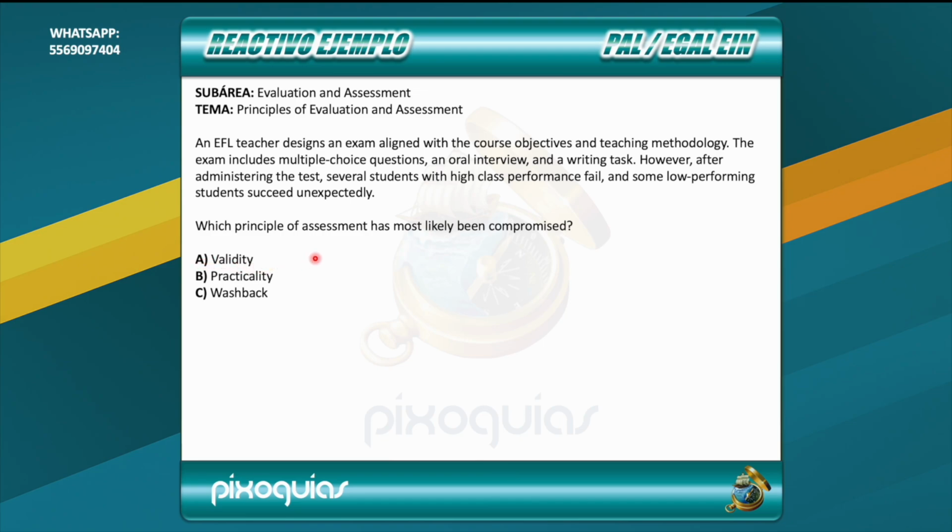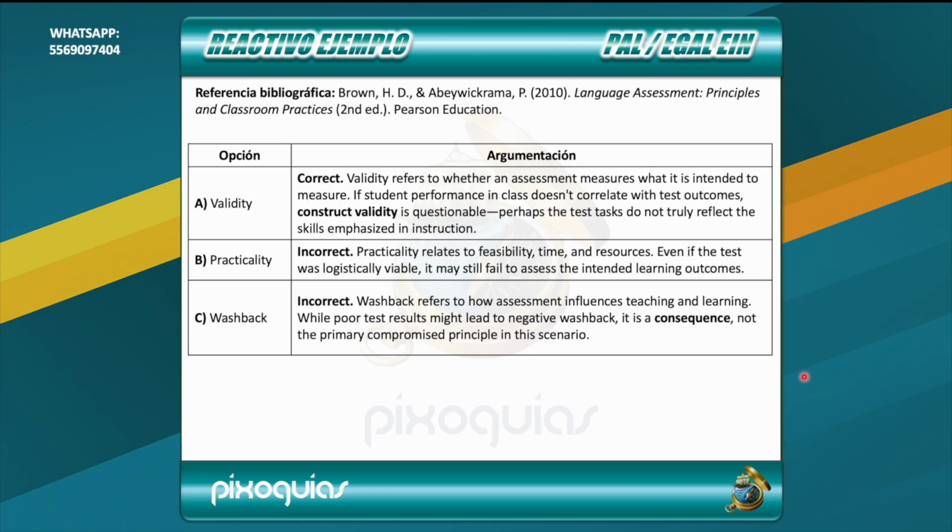A. Validity, B. Practicality, or C. Washback? Correct answer is A. Validity. Validity refers to whether an assessment measures what it is intended to measure. If student performance in class does not correlate with test outcomes, construct validity is questionable. Perhaps the test tasks do not truly reflect the skills emphasized in instruction.